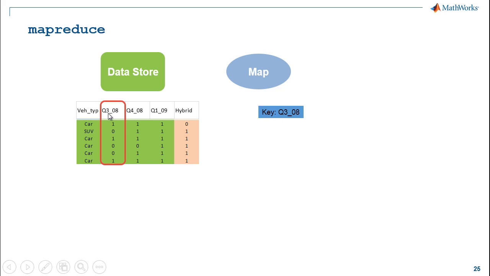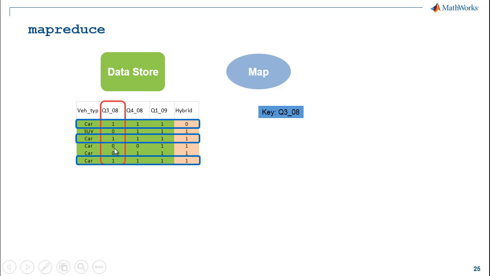So we take a look at Q3 2008. And let's say in this case, I just want to filter this data. I just want to be able to save, for each car registered in this particular quarter, was it a hybrid or not? So we would see that we have 3 different cars that were registered in that quarter. First one was not a hybrid, the second 2 were.